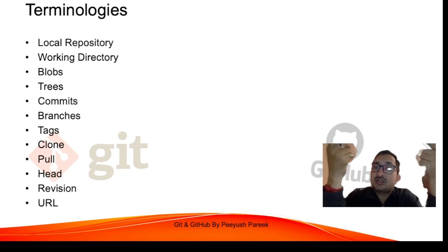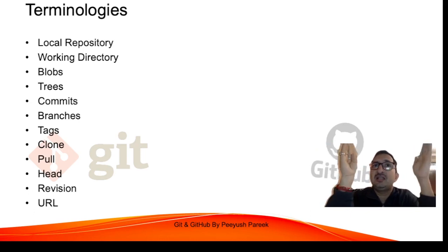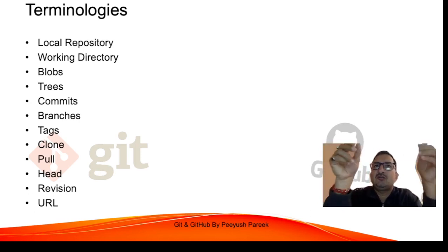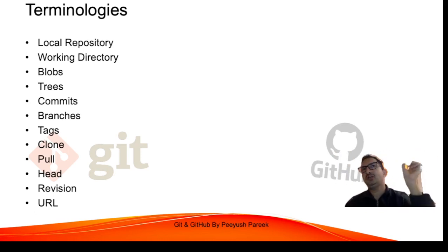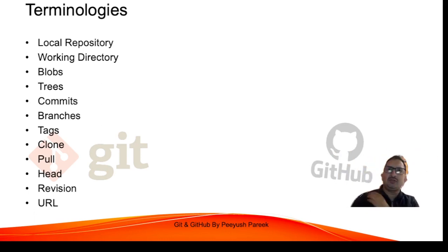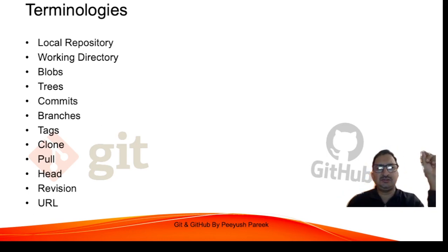Then the next word is the working directory. The working directory is the place or the current folder in which we are working. Git looks only at the working directory for the files that we are working on. It is the place where all our files are present. We will also learn about the workflow in the next slide.